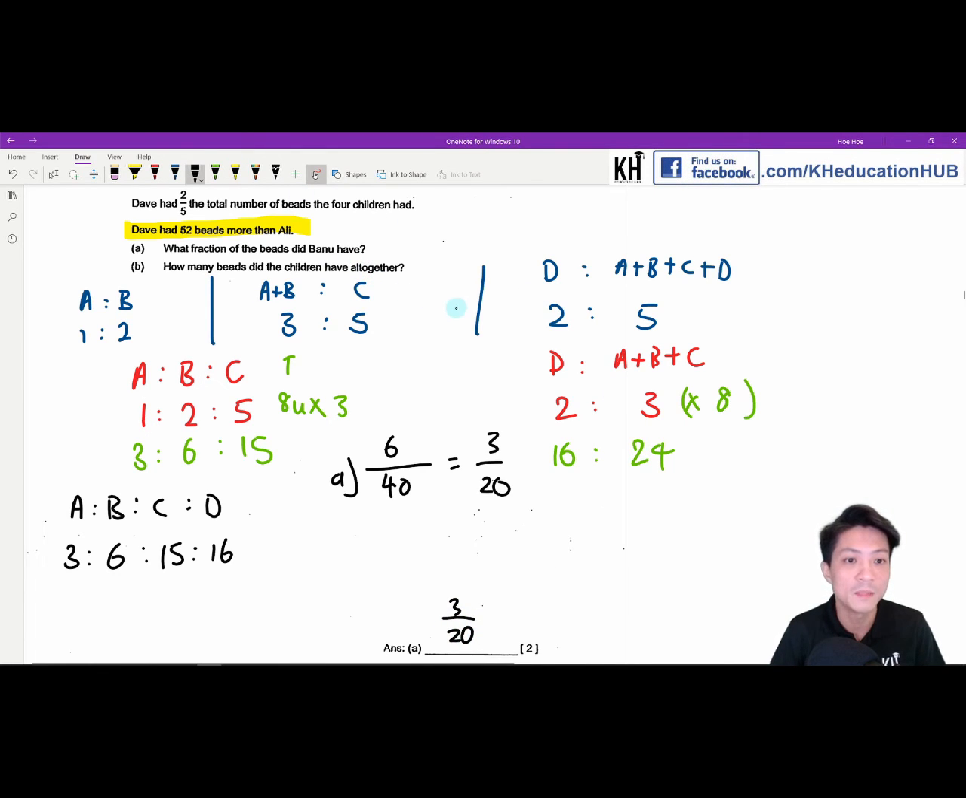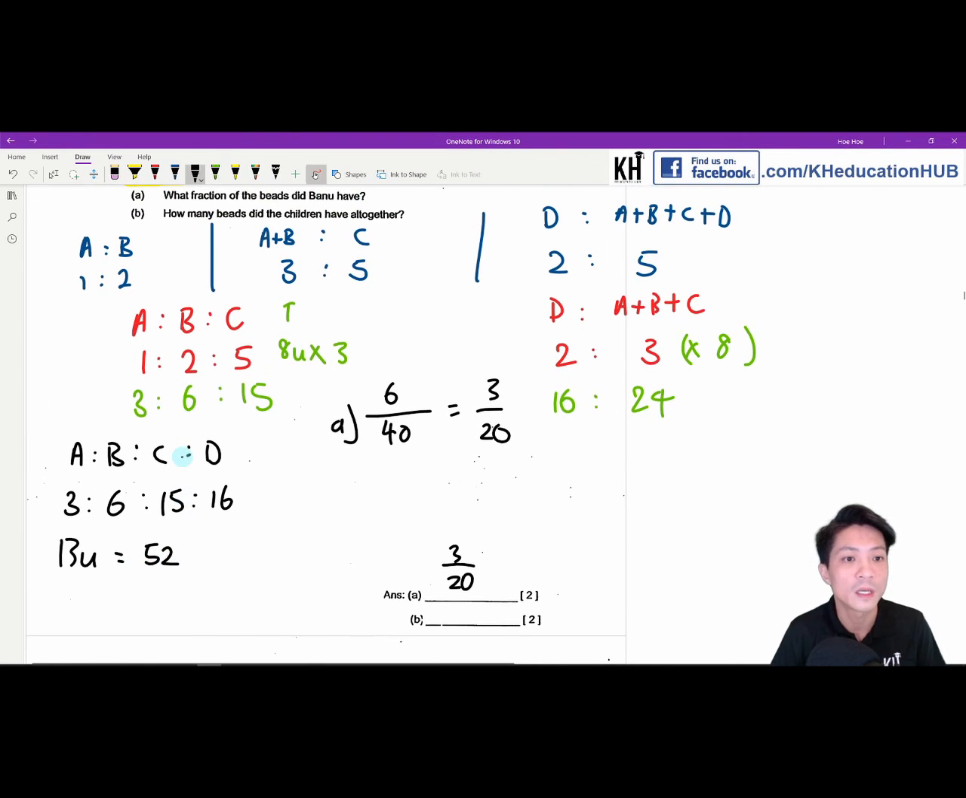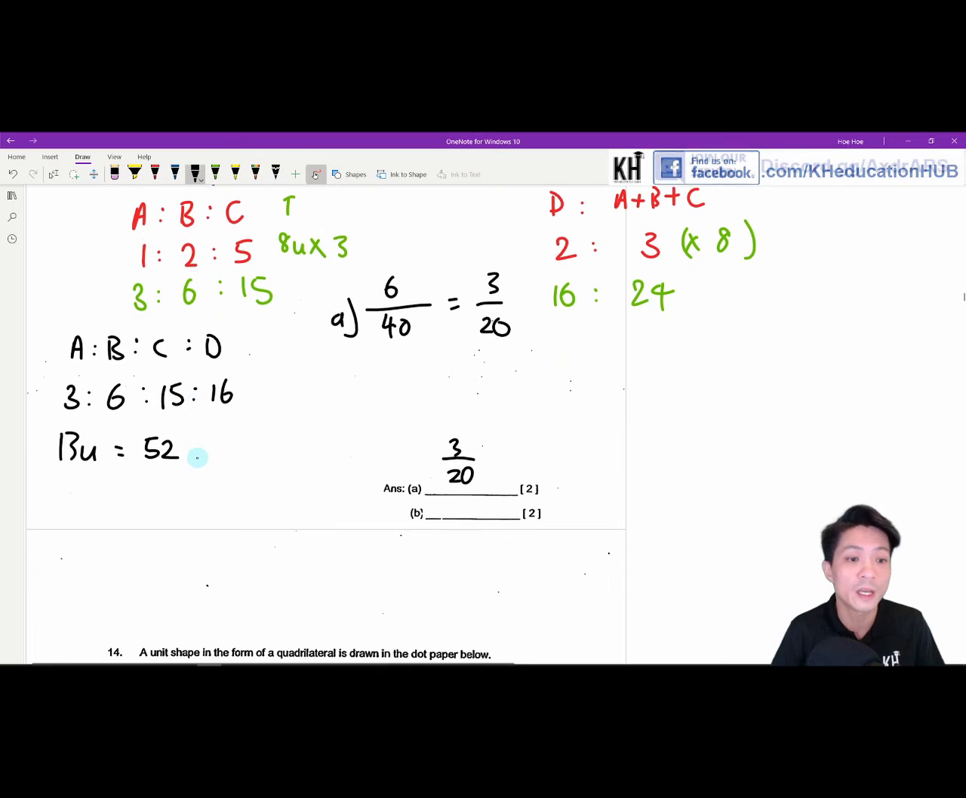Okay, for part B, how many beads did the children have altogether? So Dave had 52 beads more than Ali. So comparing Dave and Ali, there's a difference of 13 units, which means that 13 units is equal to 52. And they're asking for how many beads the children had altogether, which means that I need to find what is 1 unit, and I need to find what is 40 units, which is 160.